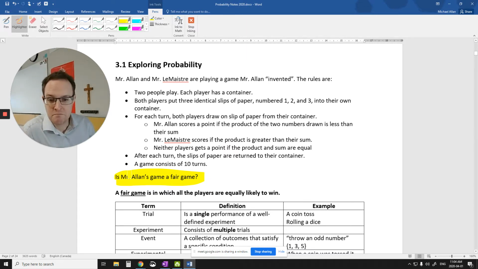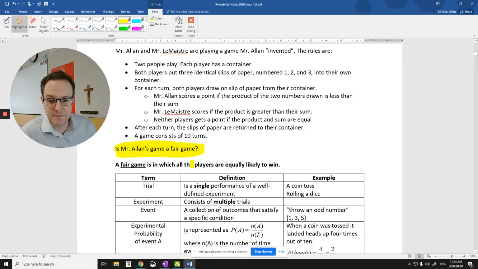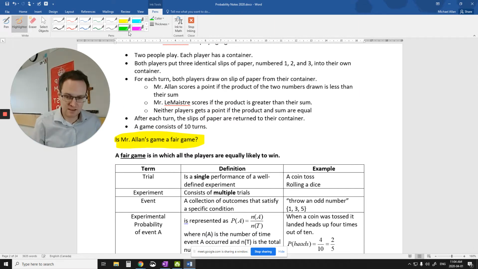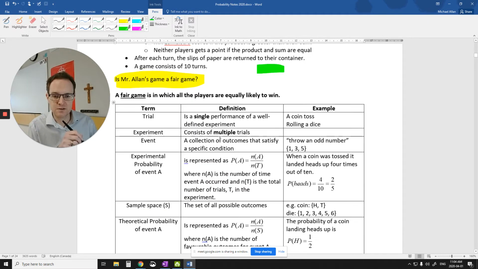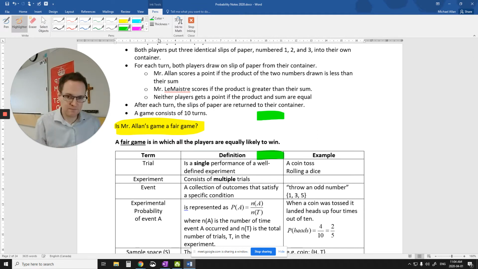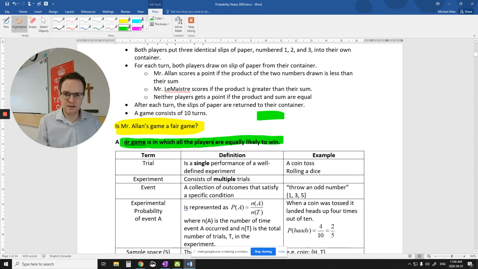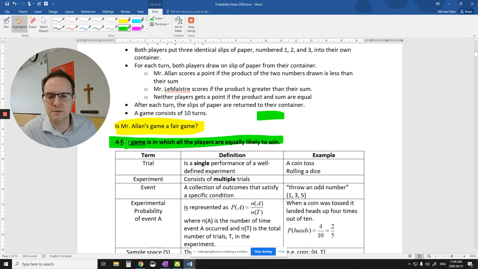So the question is, is Mr. Allen's game fair? Now, to be a fair game, that's a very key point, you might be asked this question later on. To be fair, that means all the players have to have an equal chance of winning. So like, consider casino games: the house always wins because the game's not fair, because the house will win more times than the player. Okay? So in this game, because we have 2 players, Mr. LeMace and myself, do they have an equal chance of winning? So we have to determine the probability of each person winning the game.